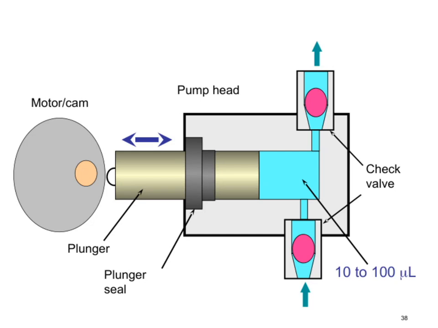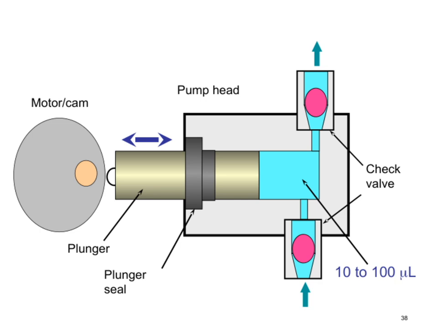Let's take a closer look at the key components involved in precise fluid delivery. The pump head is designed to handle volumes ranging from 10 to 100 microliters, making it versatile for different applications. The check valve plays a critical role in preventing backflow, ensuring that the fluid moves in the correct direction. The plunger seal is essential for maintaining a tight seal around the plunger, which helps achieve accurate dispensing.